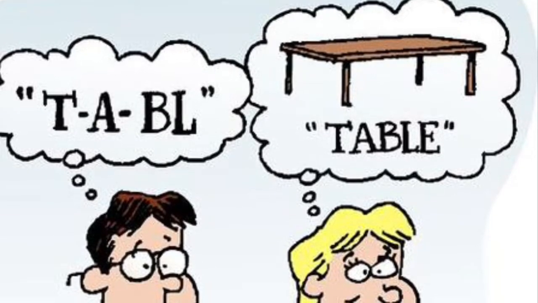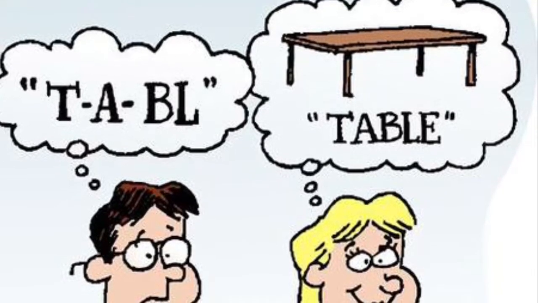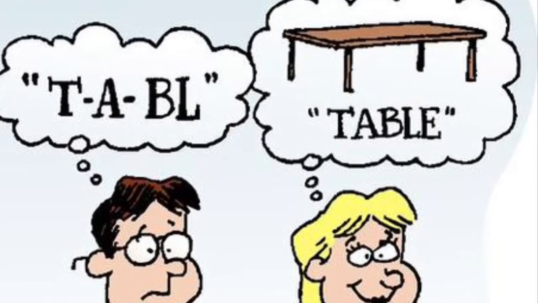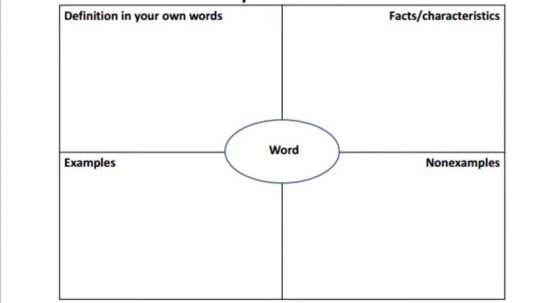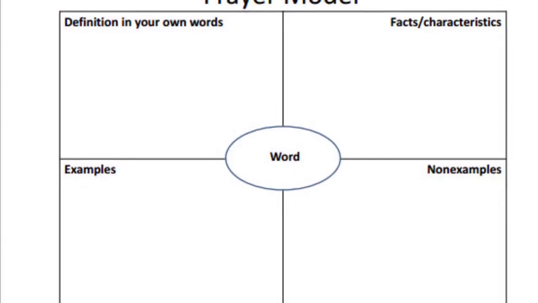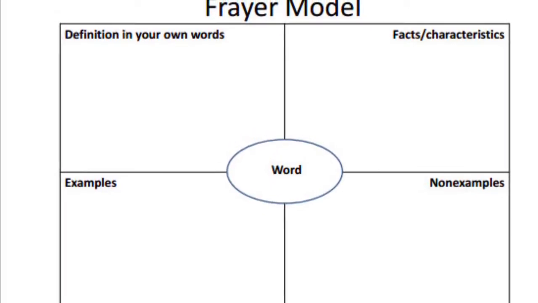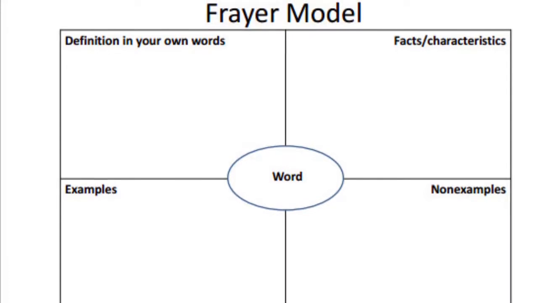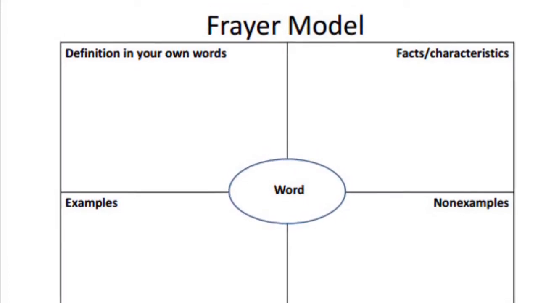The strategy is a great visual tool for visual learners and can easily be implemented into every content area and grade level. This is a visual representation of the Frayer model. It serves to allow the students to define the word in their own words, to create facts about what they know about the word, and to provide examples in an illustration or wording, and then non-examples of that word.